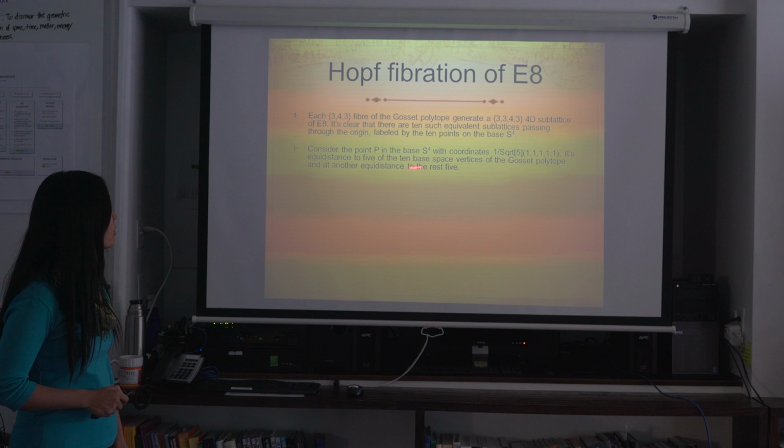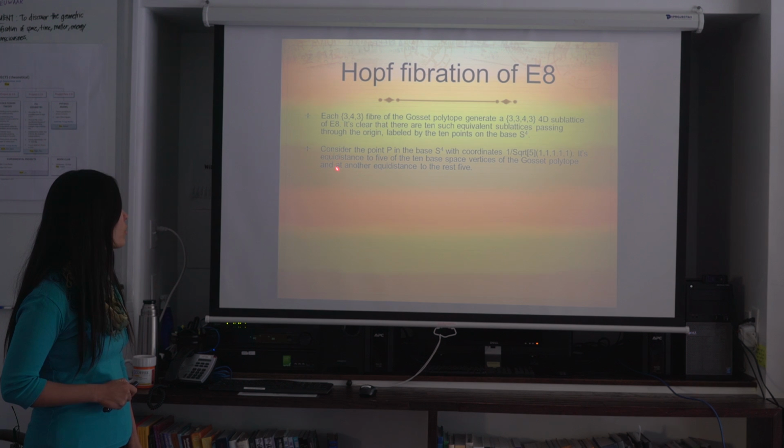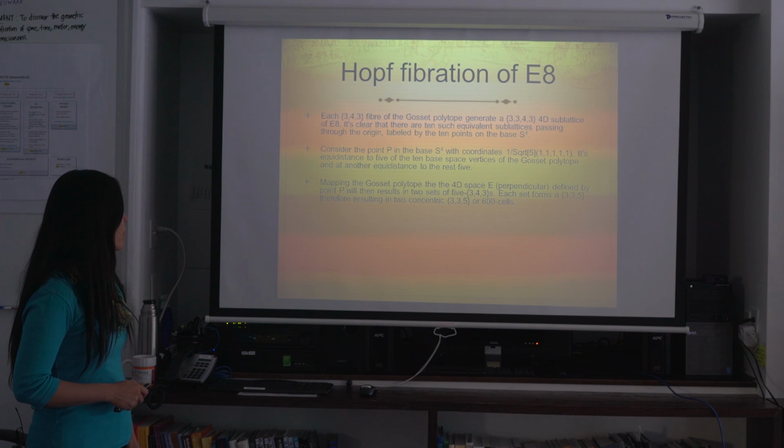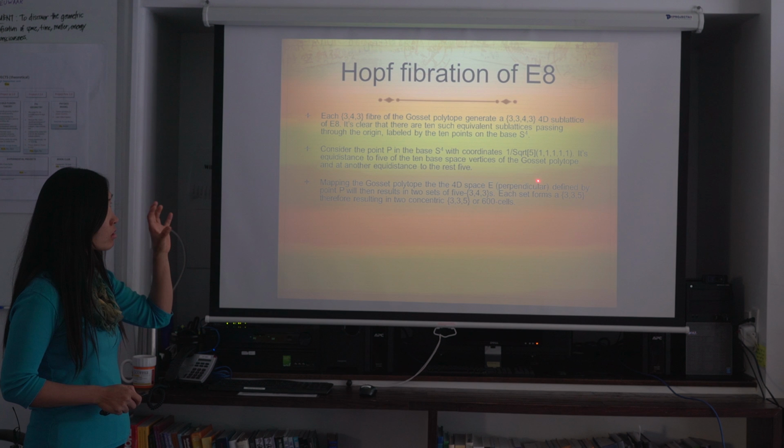So it's equidistant to 5 of the 10 base space vertices of the Gaussian polytope, and equidistant to the rest of the 5. That's important, because that's how we will get the five-fold symmetry from E8. This point is really important, because like Ray said, that's how we got the fivefold.